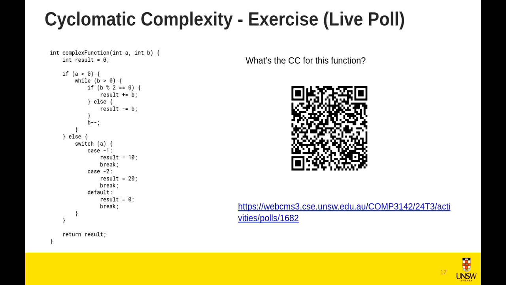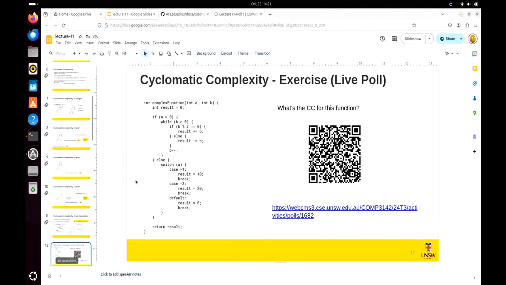And let's try to exercise with a more complex example here. So let's try to calculate the cyclomatic complexity for this function here. Remember, the calculation is 2 plus the number of ifs, the number of loops, the number of cases, minus the number of returns. So let's do a live poll here.